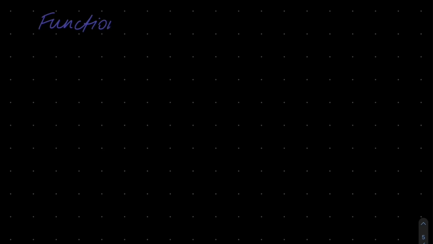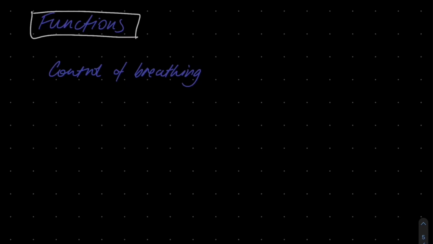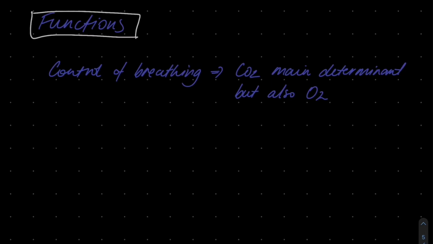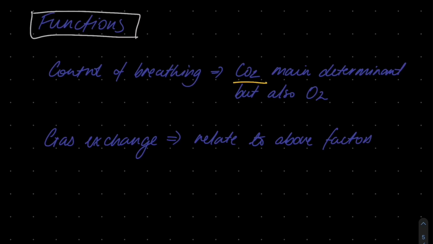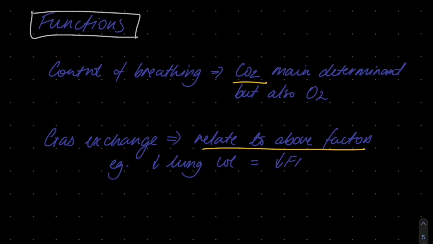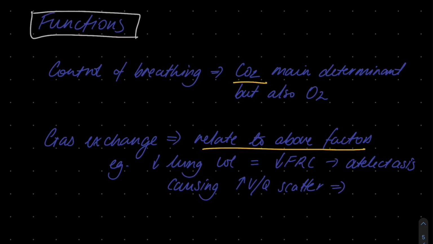Finally, we will cover the functions of the respiratory system. There are many functions of the respiratory system, but the major ones to talk about are the control of breathing, and here you want to try to explain how alterations in carbon dioxide or oxygen affect the respiratory drive, gas exchange, and this is often determined by the above factors which we pulled from the respiratory equations. For example, a decreased lung volume will cause a fall in functional residual capacity, which will result in atelectasis. This will cause increased VQ scatter and ultimately hypoxemia.